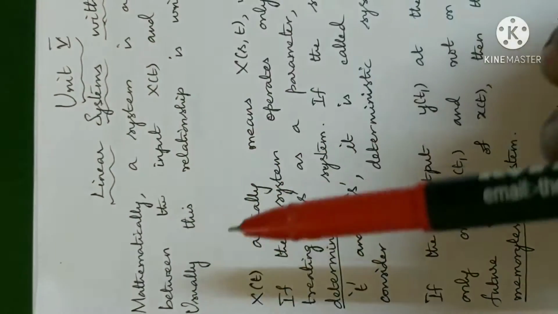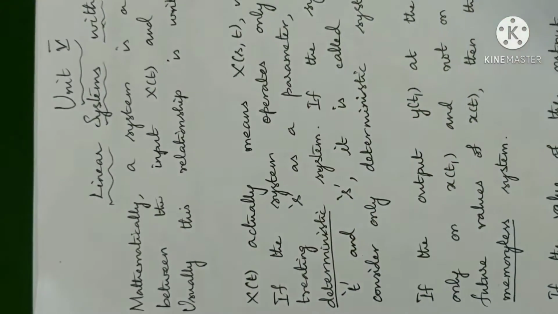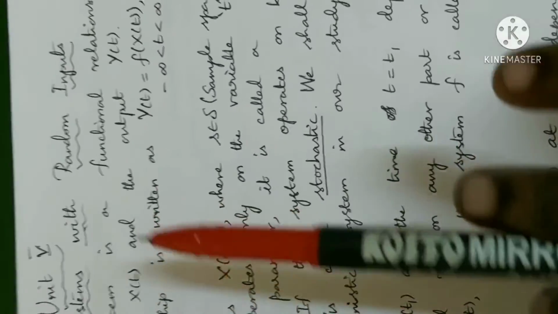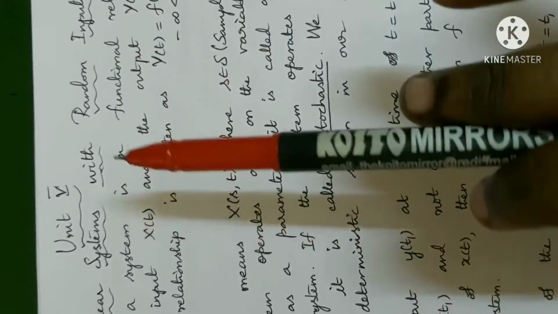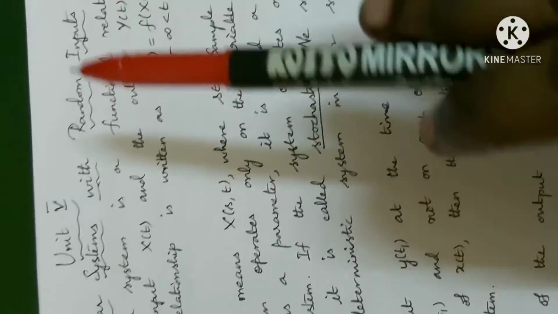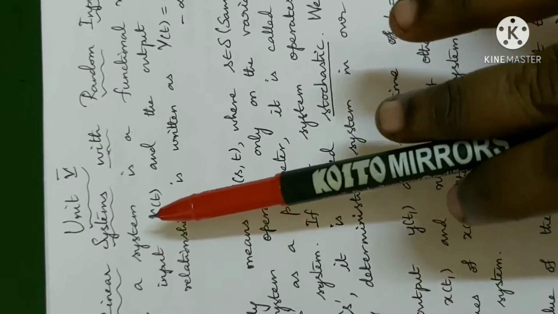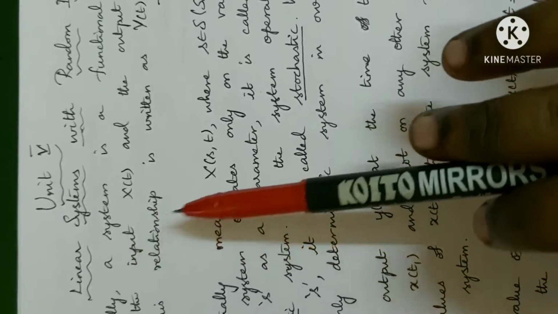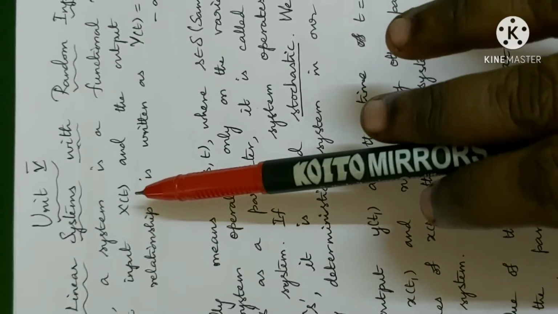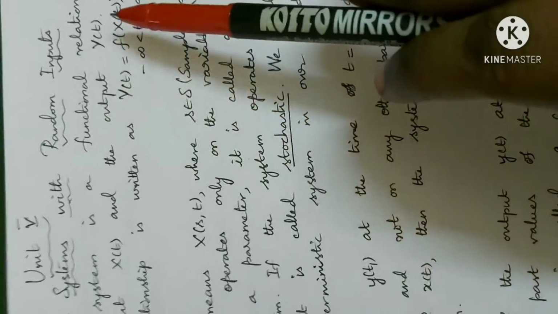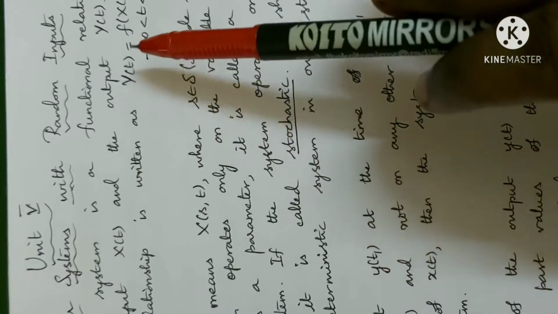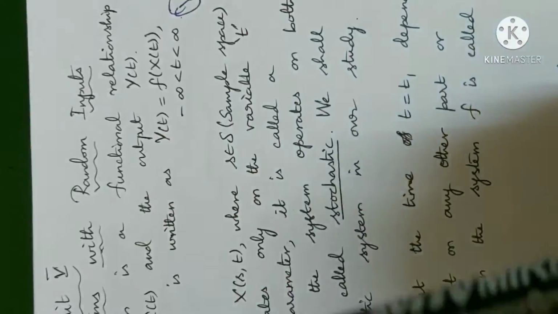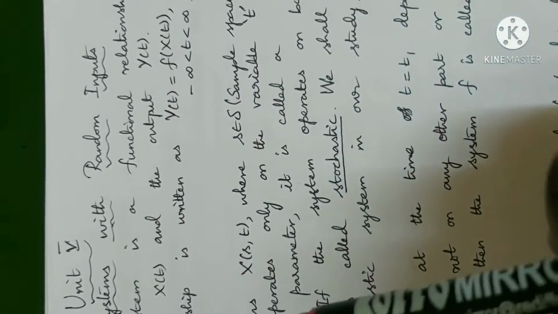Let us see the basics before going to the subject. When can we say the system is functionally related? It is a linear system with random inputs. Throughout the unit we denote the input as x of t and the output as y of t. If you can find a functional relationship between these two, then that is called a system.